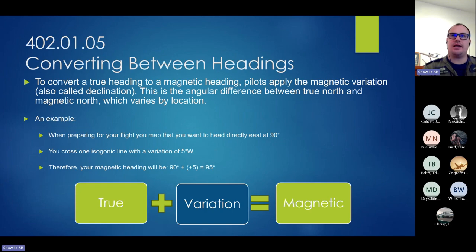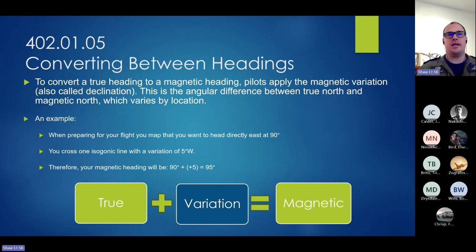Convert a true heading to magnetic heading. Pilots apply the magnetic variation, also called declination. So again, declination, that's when we're out doing our FTX and we're trying to set our compass to get from the mess hall out to the first checkpoint in the middle of the bush somewhere. Declination is used for that.